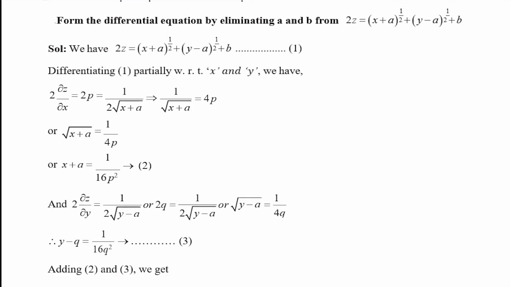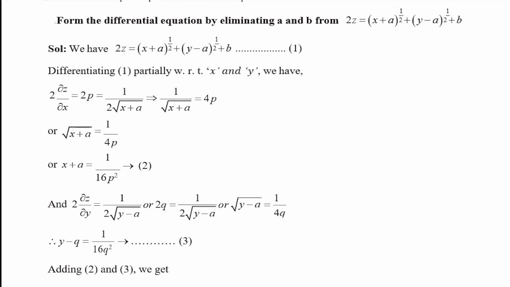Next, we see another problem for partial differential equation by eliminating arbitrary constants. The given question is 2z equal to (x plus a) the whole power 1 by 2 plus (y minus a) the whole power 1 by 2 plus b. Take this as equation number 1. Differentiating 1 partially with respect to x, we get 2 into ∂z/∂x, that is equal to 2p equal to (x plus a) the whole power 1 by 2.